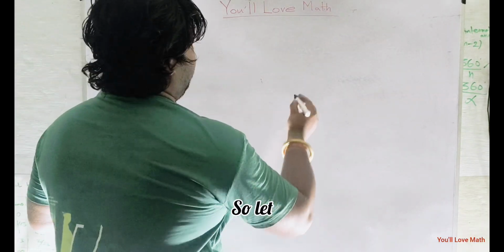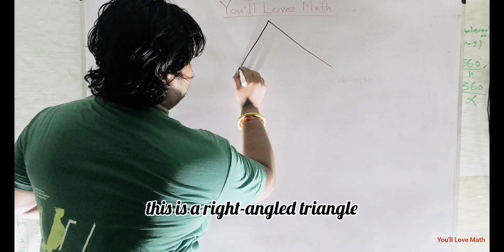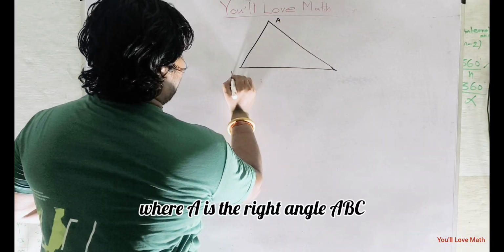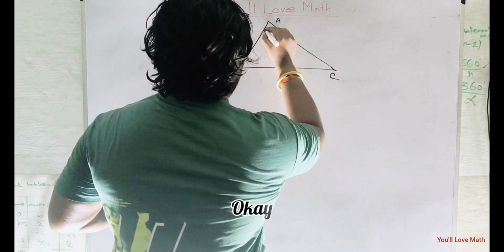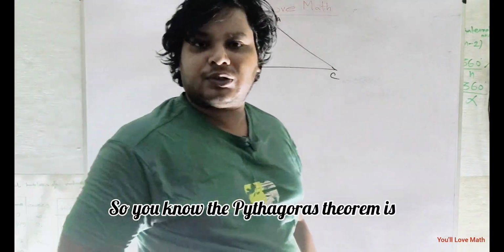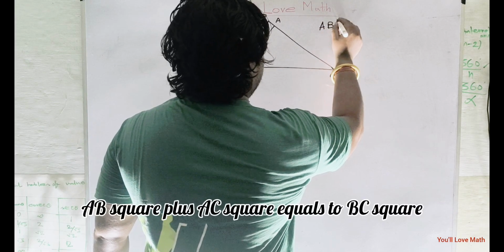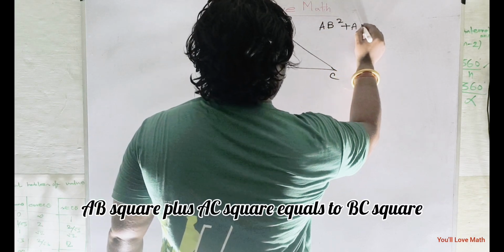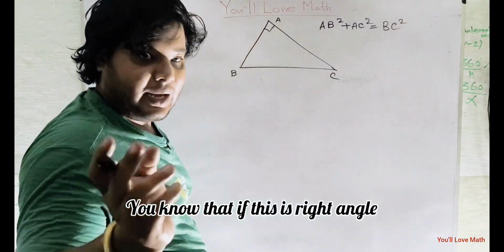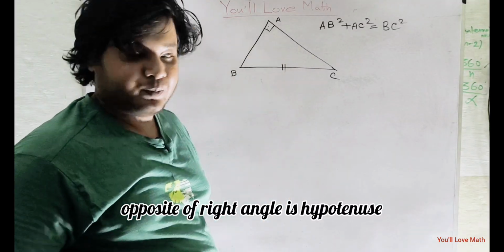Let this be a right angle triangle ABC, right angle at A. Fine. So you know the Pythagoras theorem is AB square plus AC square equals BC square. You know that if this is the right angle, the opposite of the right angle is the hypotenuse.